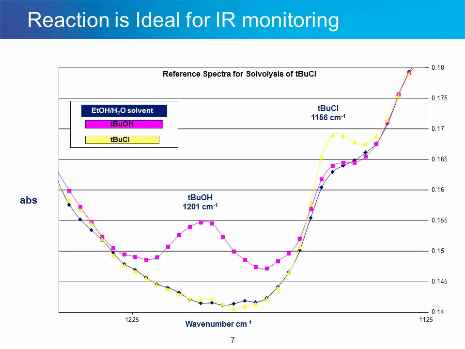In fact, you can see there's a very nice absorption of tert-butyl alcohol, the product of the reaction, that occurs at 1201 inverse centimeters. And also there's an excellent absorption of the tertiary butyl chloride, the reactant for this reaction, that occurs at 1156 inverse centimeters. And in fact, the way we do this reaction is we follow the disappearance of tertiary butyl chloride over time.